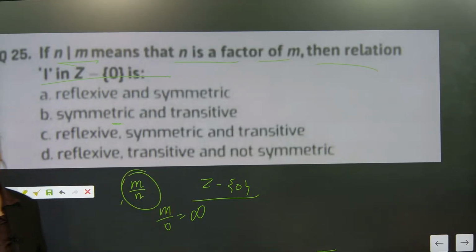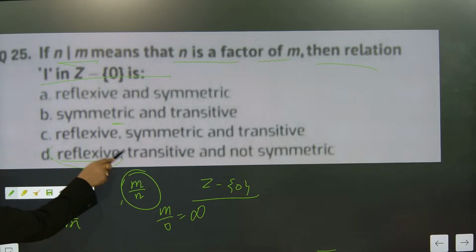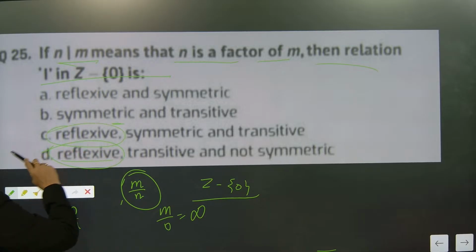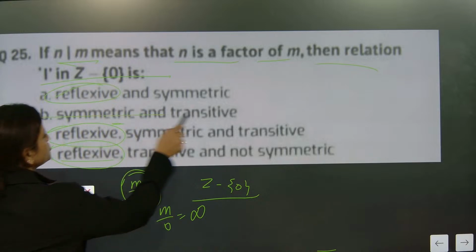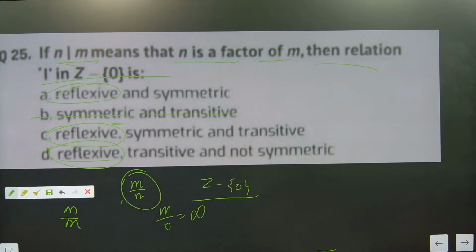So now, m divided by n is there. This is the situation. Is it going to be reflexive, symmetric? What type of relation is it? Come on, say. A number can divide itself. Is it true? So is it going to be reflexive? Yes. Understood? Here reflexive is not written, so this is gone. Understood?